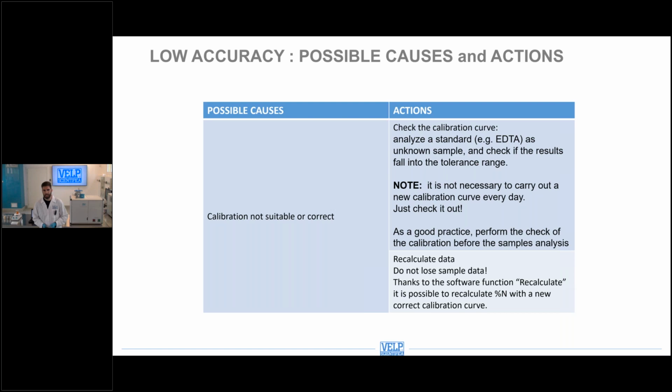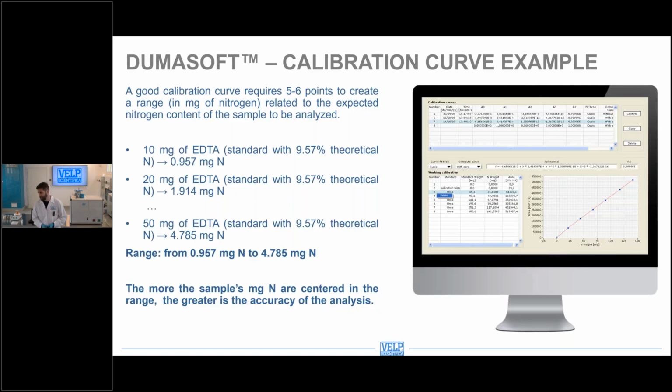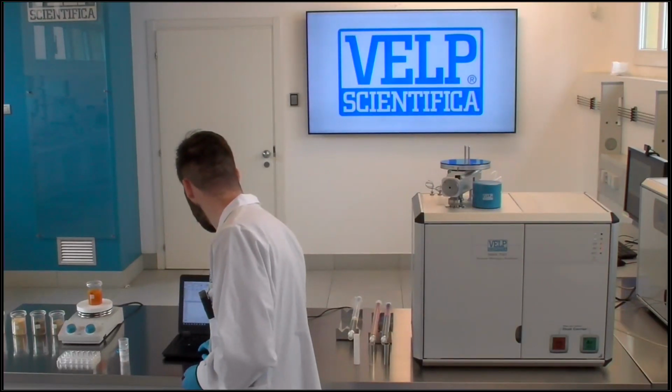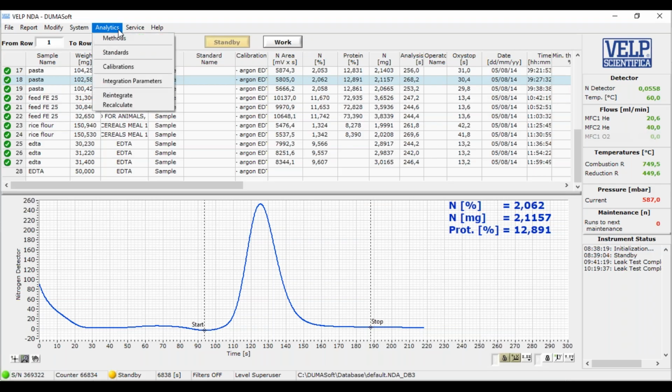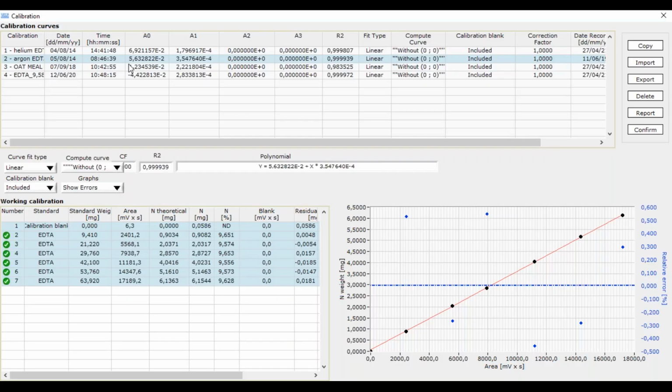You can see all the calibration curves on the DumaSoft. On the analytics menu, calibration. Here you can find all the calibration curves; when created, they are saved inside this library. Inside this library, the user can check all the calibration curves and manage them.